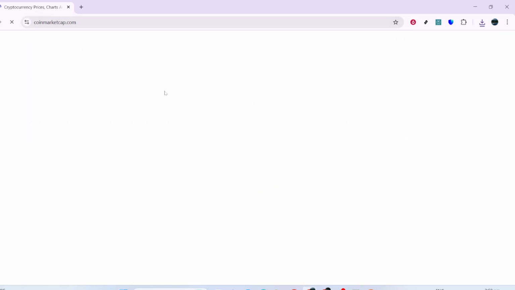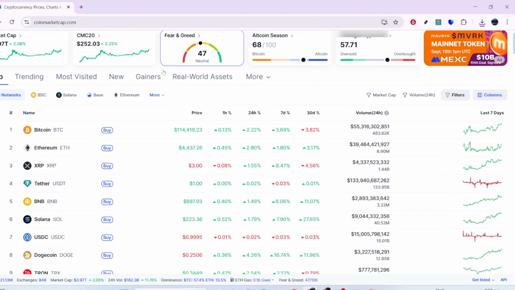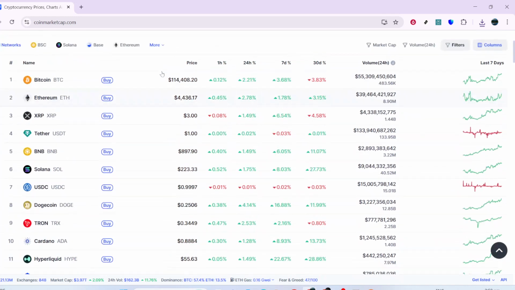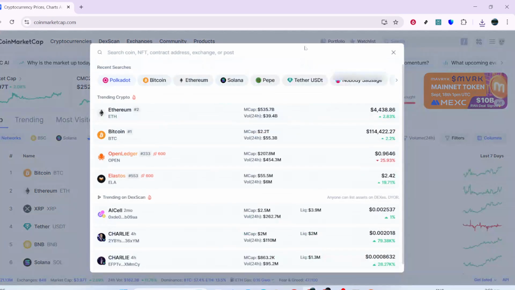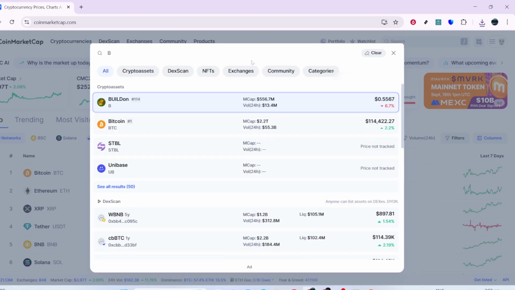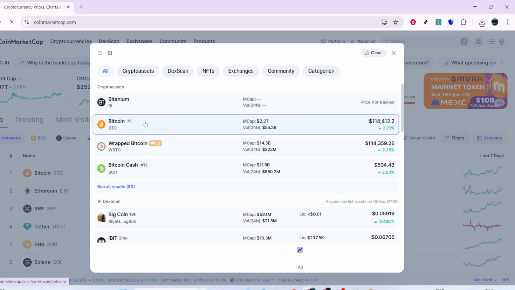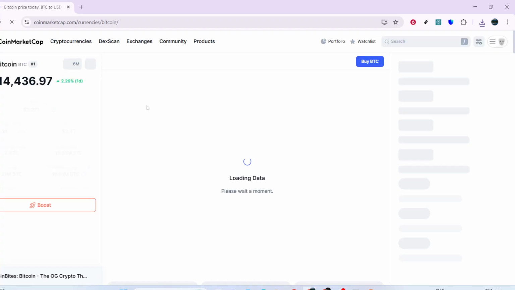It's a platform that provides a comprehensive overview of the current state of the crypto market, with detailed information about various coins and tokens. Once you've landed on the CoinMarketCap homepage, you'll notice a search bar prominently located at the top of the page. This is where you can type in the name of the coin you're interested in. Today, let's use Bitcoin as our example, since it's one of the most popular and widely discussed cryptocurrencies. Simply type Bitcoin into the search bar and press Enter. This will take you directly to Bitcoin's detailed page.